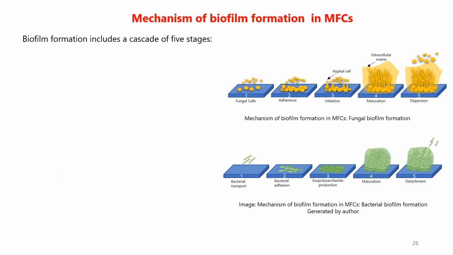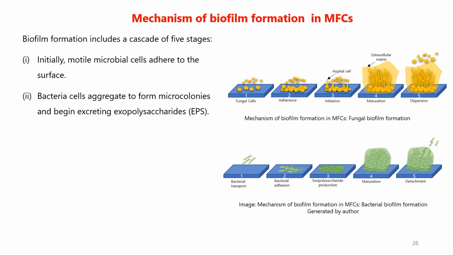Let us examine the first factor, the biofilm, and how these biofilms are formed in MFCs. Biofilm formation includes a cascade of 5 stages. Number one, the motile microbial cells adhere to the surface in the first phase. In our first stage, as you can see here, fungal cells have adhered here, or the bacterial cells have been transported over here, and they adhere to this surface.